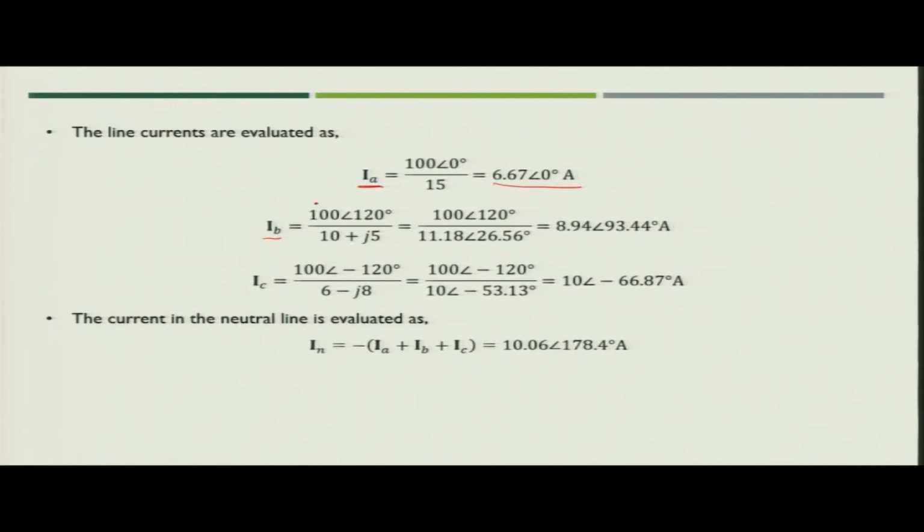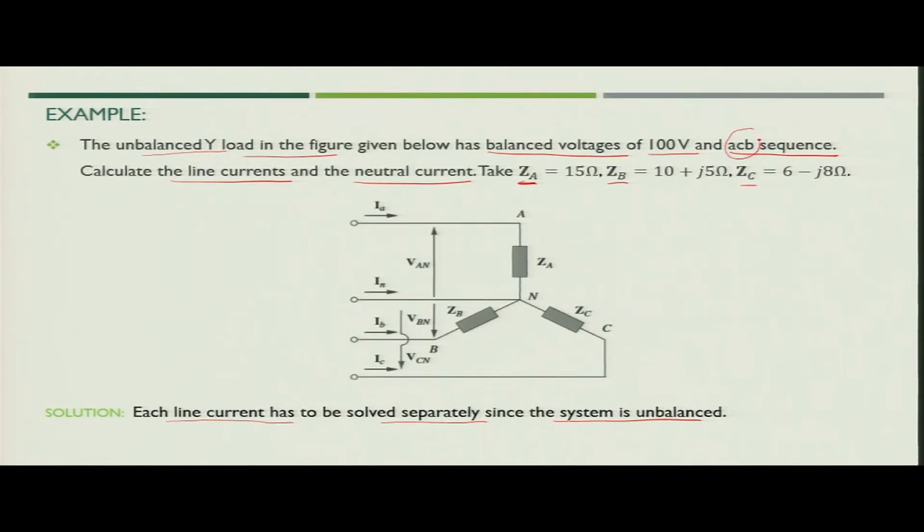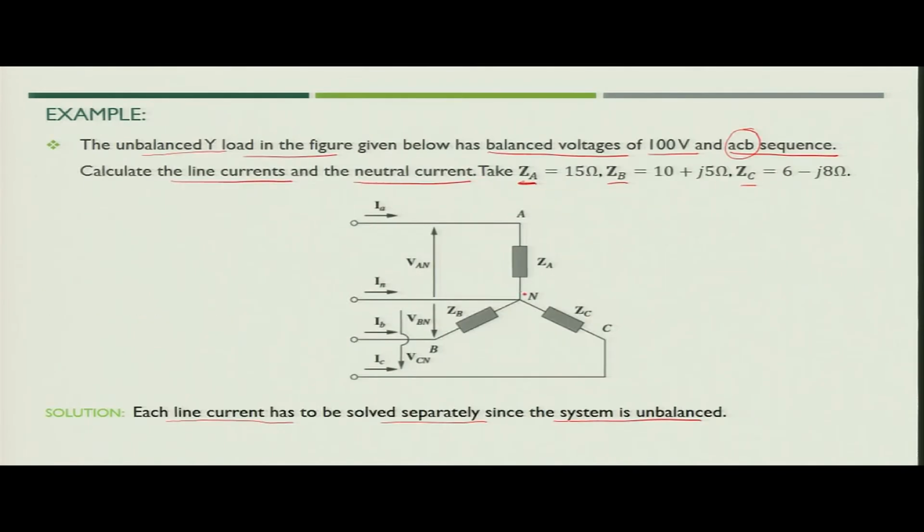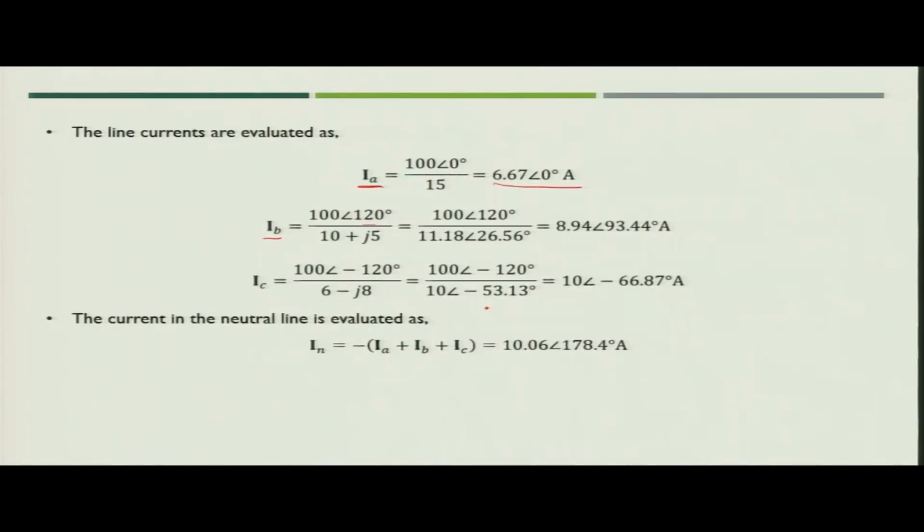Similarly, for IB we write 100 angle 120 degree. Here you have to be very careful because here the sequence is ACB, not ABC. So, in that case your voltage, that is VB, which you see in the circuit, will be 100 angle 120 degree, and then you divide by ZB, you get the value of IB. Similarly, IC you will get 100 angle minus 120 degree divided by ZC, you get the value of current IC.